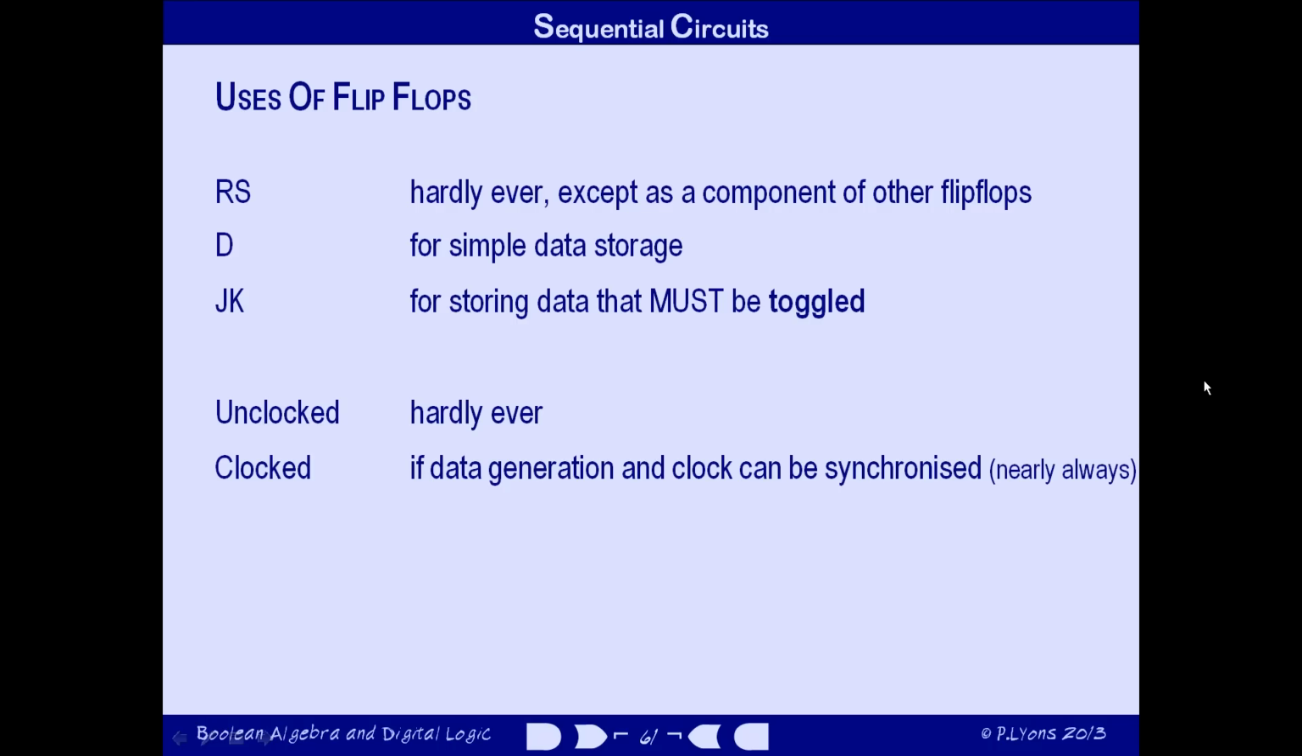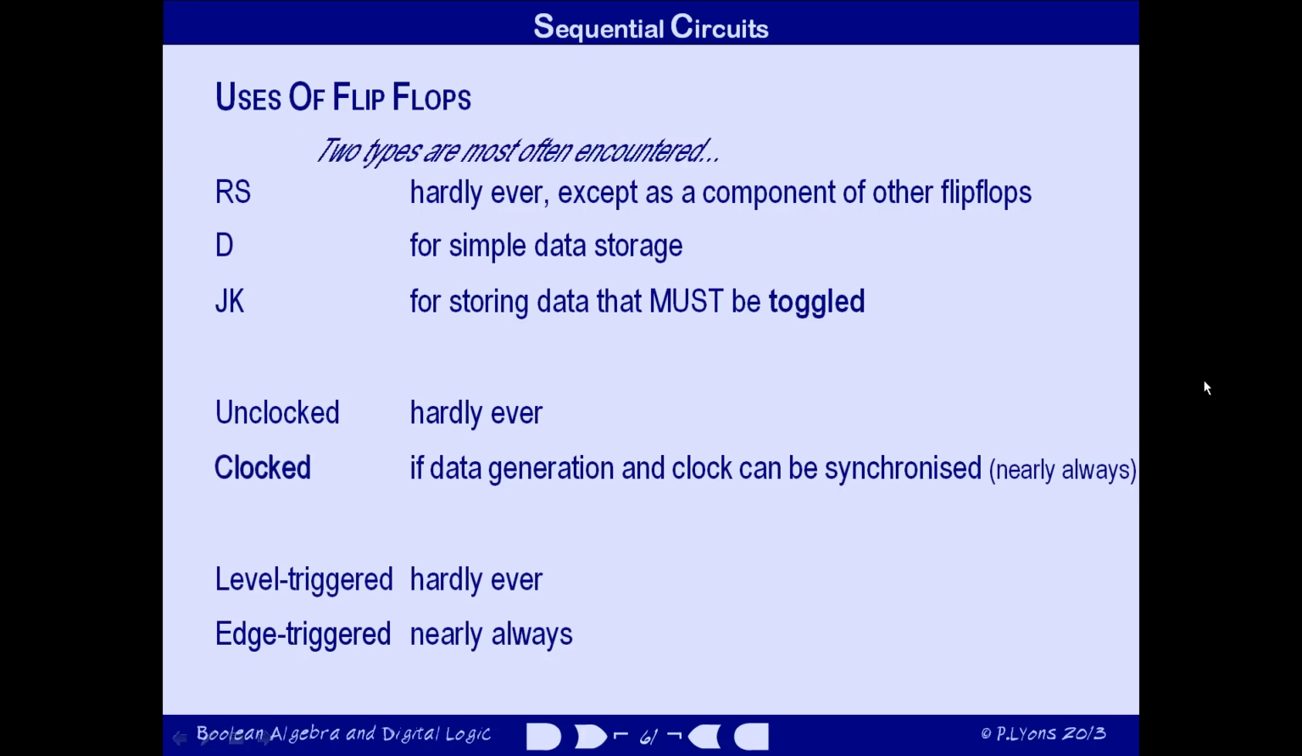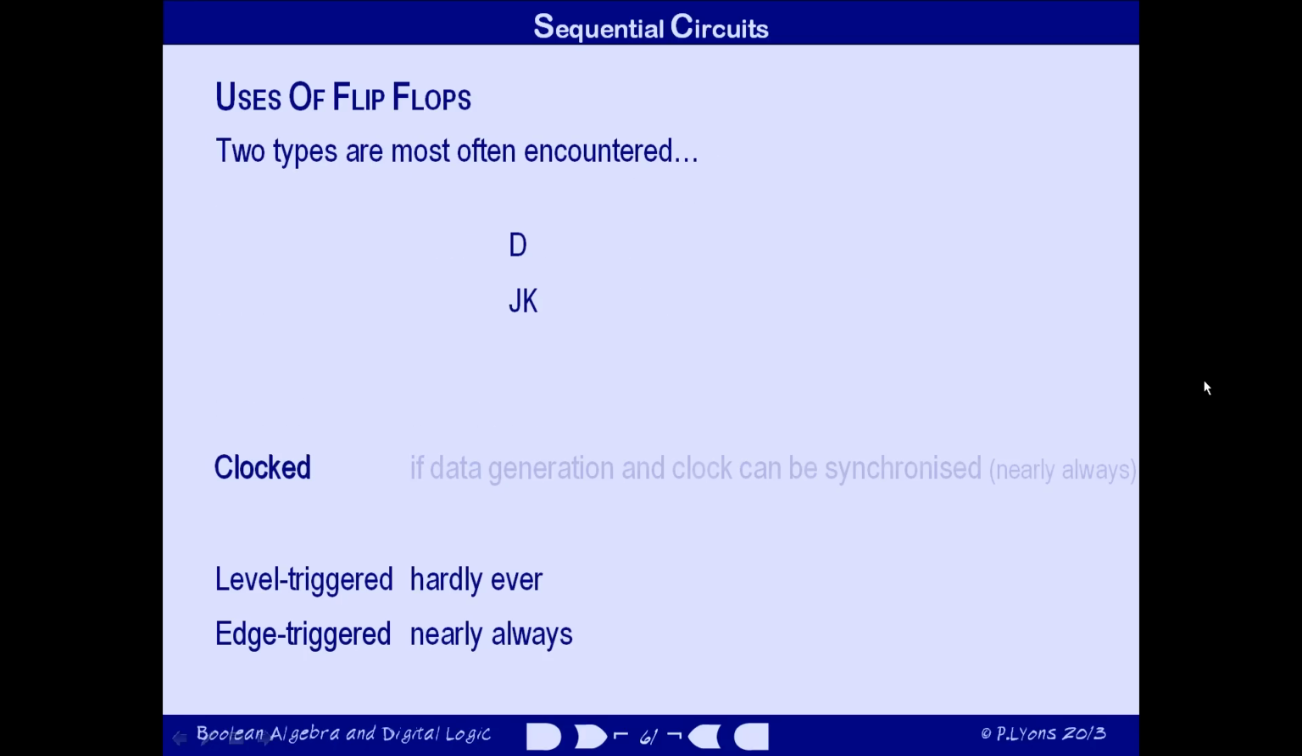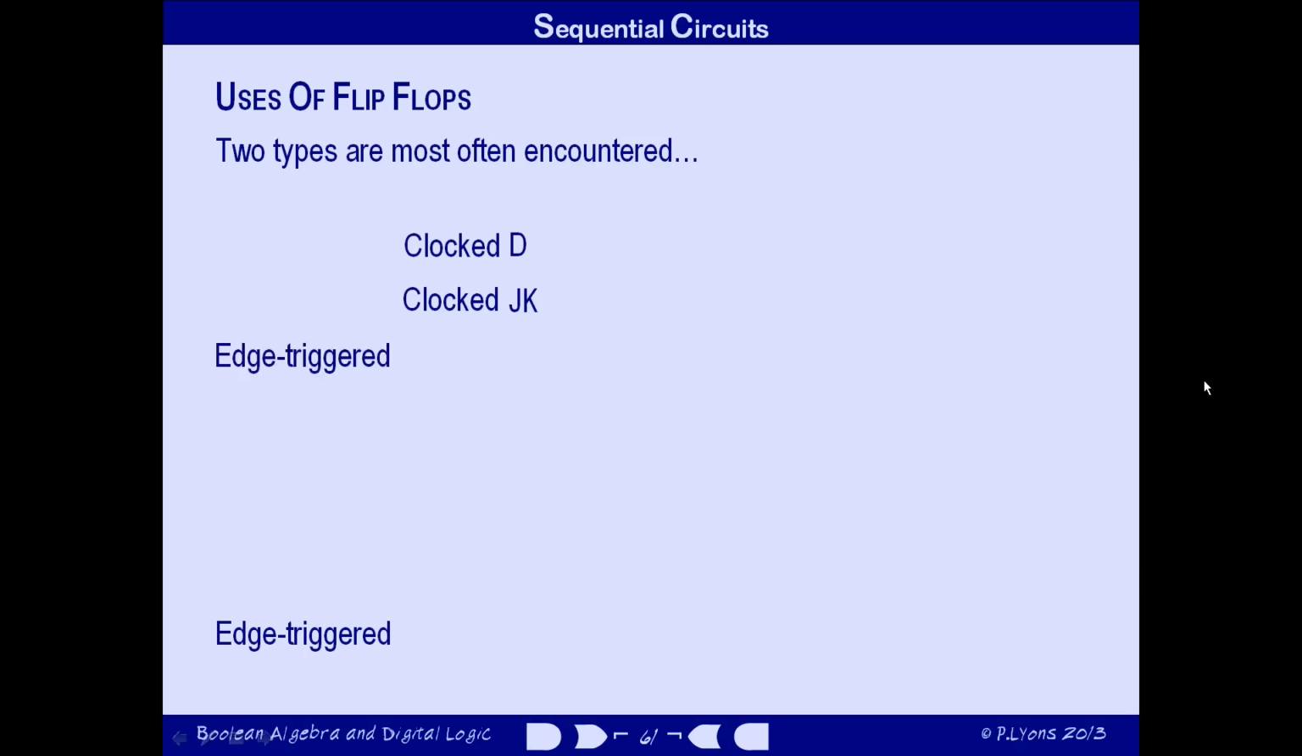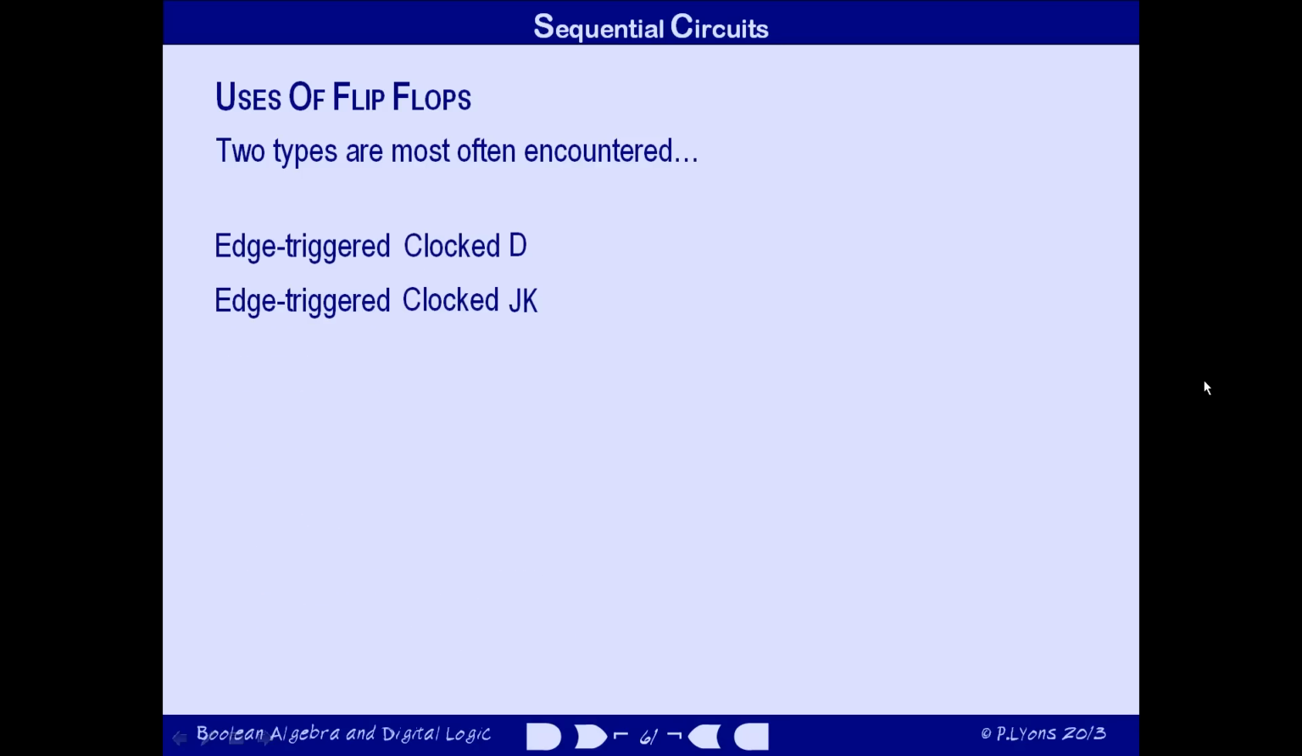And that brings us to the final dimension of flip-floppery, the type of clock. Level-triggered clocks are hardly ever used, because they open the flip-flops to loading invalid data values. Edge-triggered flip-flops are nearly always used because they are so much more robust. So, overall, we'd most often encounter D or JK flip-flops according to whether we need simple data storage or data storage plus toggling, and they'll have clocks, and the clocks will be edge-triggered.